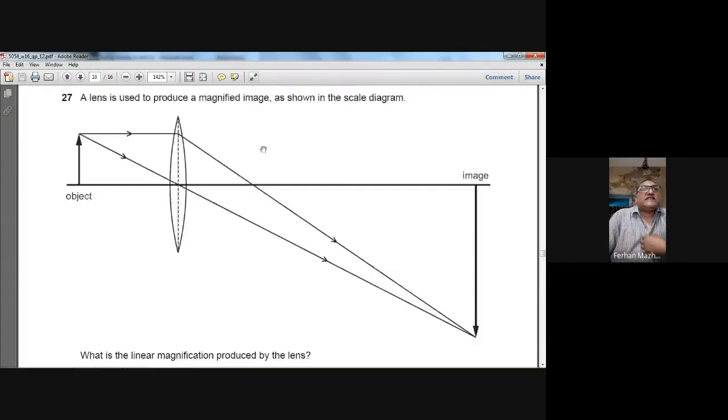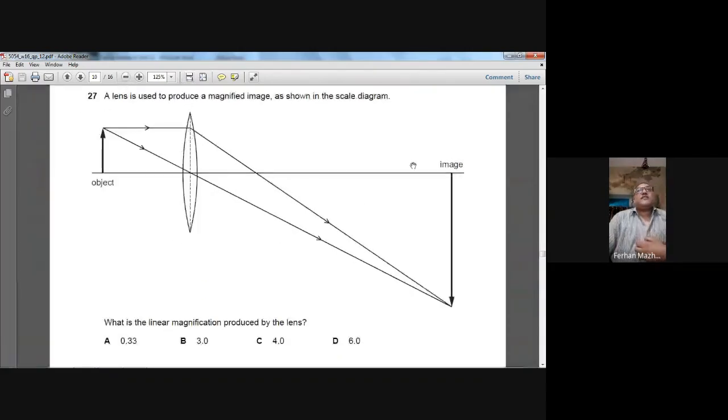Question number 27 is on your screen. Let me reduce its size. Yes. A lens is used to produce a magnified image as shown in the scale diagram. What is the linear magnification produced by the lens? Okay, so it's a scaled diagram. You can measure with the help of a scale from this diagram. And the question is, what is the linear magnification? For linear magnification, we have two formulas. One formula is linear magnification is equal to height of the image divided by height of the object.